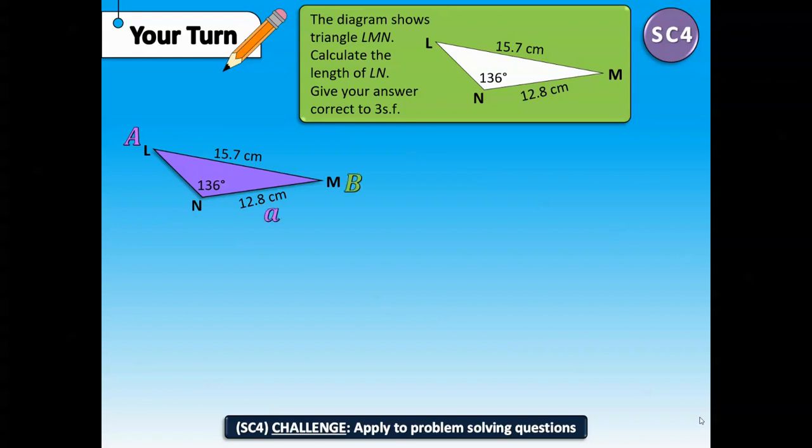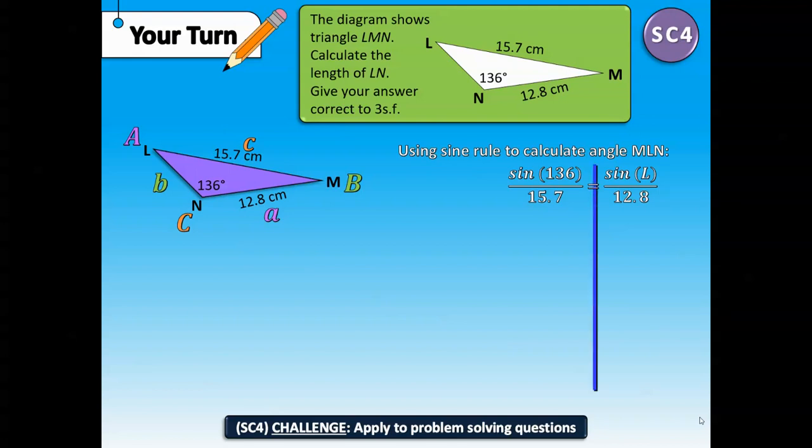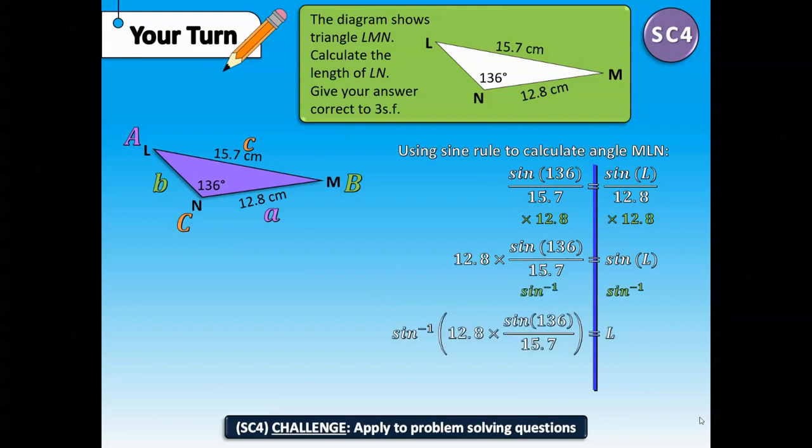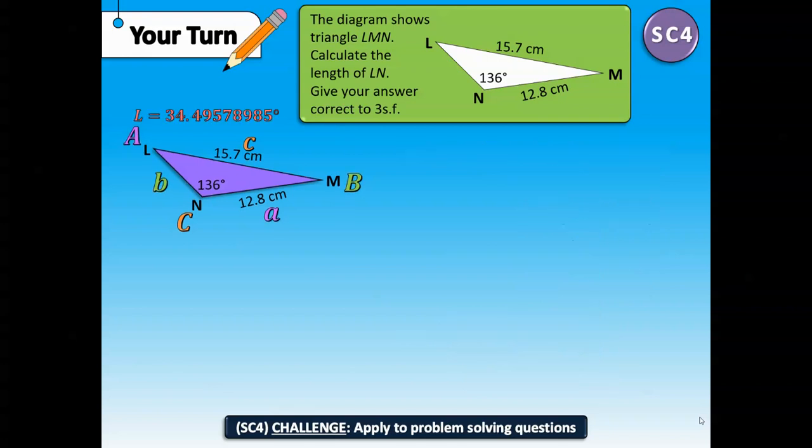So if I start by labeling up my sides and my angles, I'm going to use the sine rule to calculate the angle MLN. So I substitute the values in. I need to times both sides by 12.8. And then I use sine to the minus 1. So angle L is 34.5 degrees.